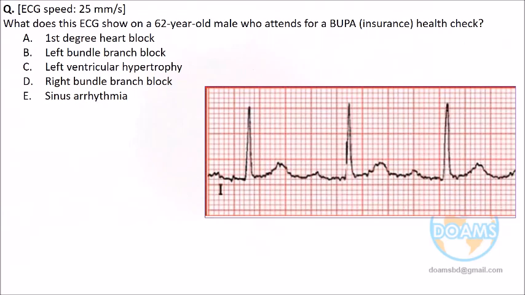BUPA insurance: an asymptomatic patient went for a general checkup. Those who are working abroad, especially in the private sector in the Middle East, you are working under insurance. I think I am right, doctor? BUPA is a very renowned insurance company. In the health checkup, to be registered in the insurance, we have to go for some tests like ECG. So this is the ECG. Look at it and give your answer.